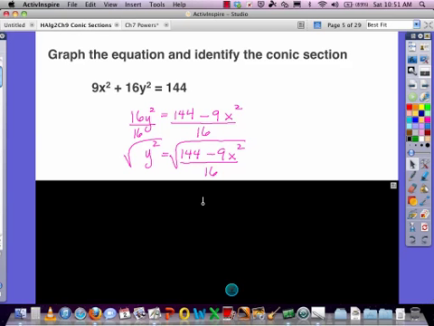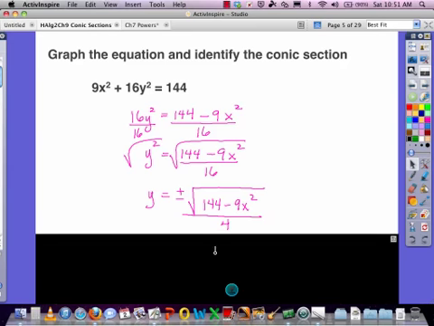But to get rid of the y squared, we would have to take the square root of both sides. So we're looking at plus and minus the square root of 144 minus 9x squared, all divided by 4. So again, be careful here.